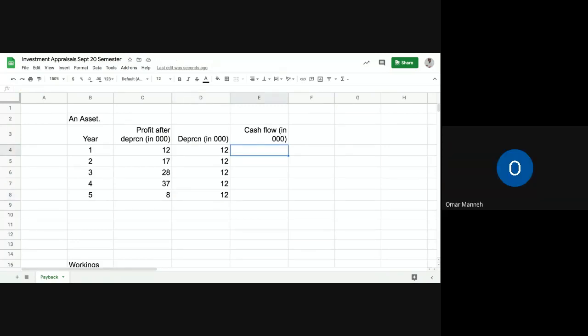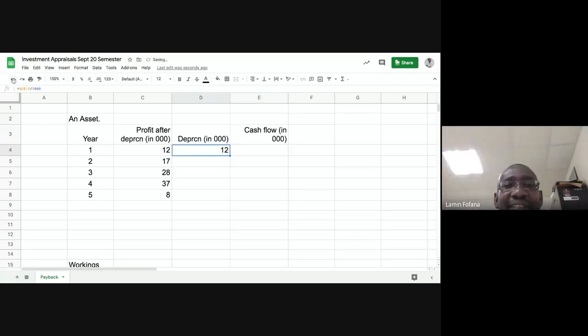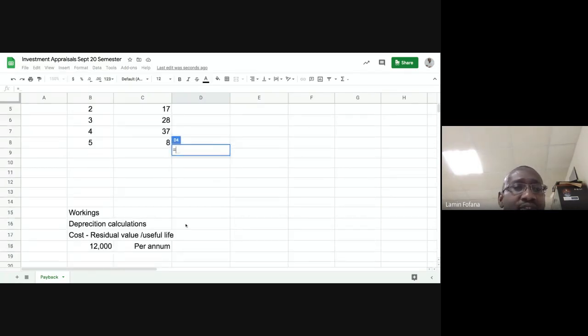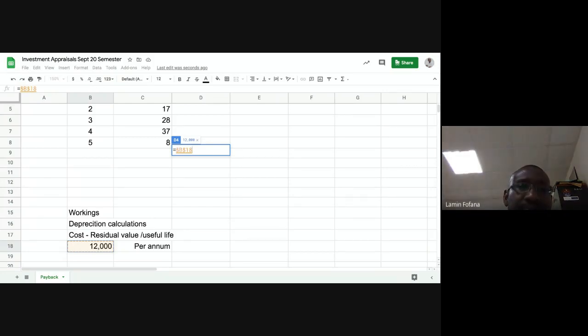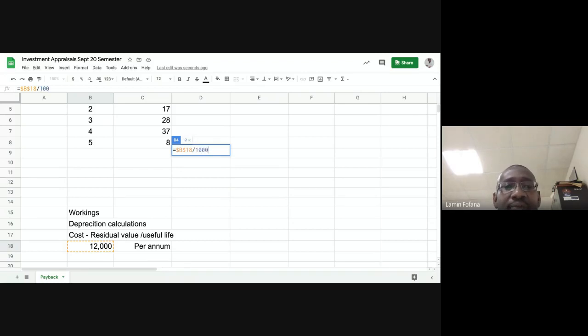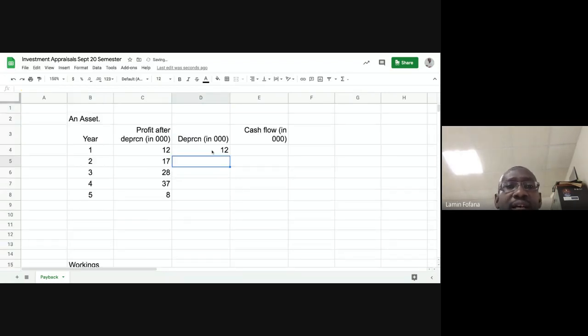Please repeat it. Let me repeat it. Okay, so what you do is, if you want to bring the 12 here, first you say equals, and then you go and click the cell that has it. Before you do the divided by 1,000, press F4. If you press F4, look at the dollar sign will be there for you automatically before the B and before the 18. Then after that, you do the division sign, you type 1,000 and you enter. So once you enter, you have your answer.